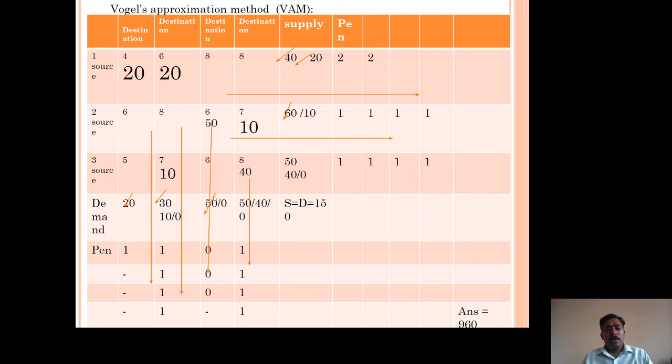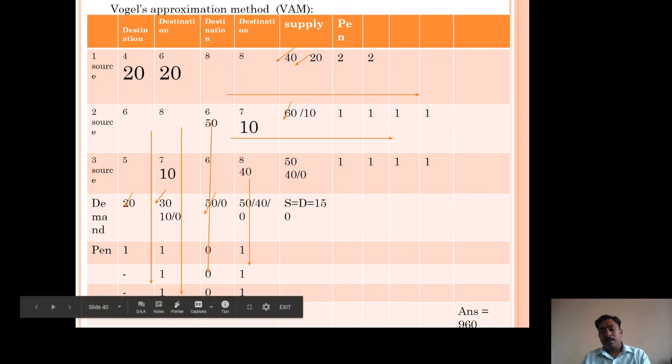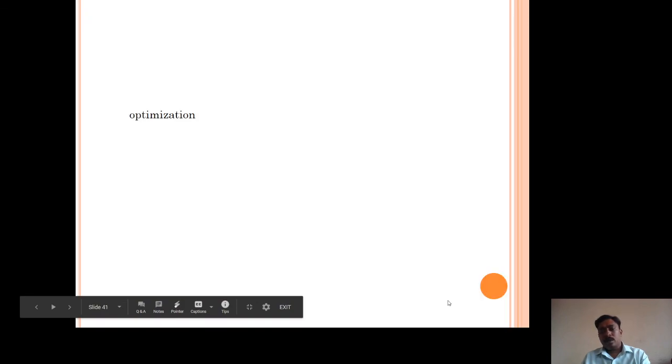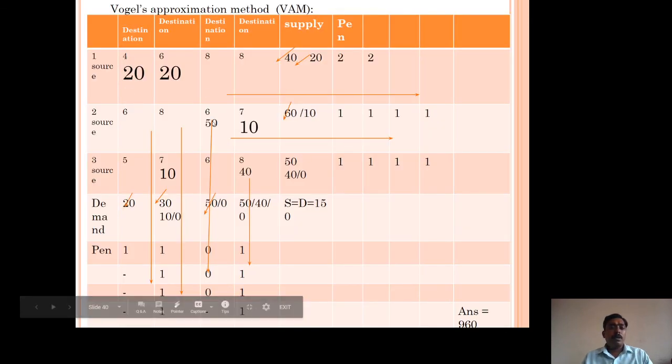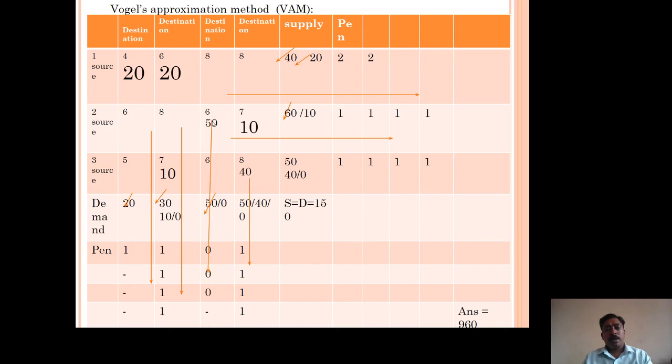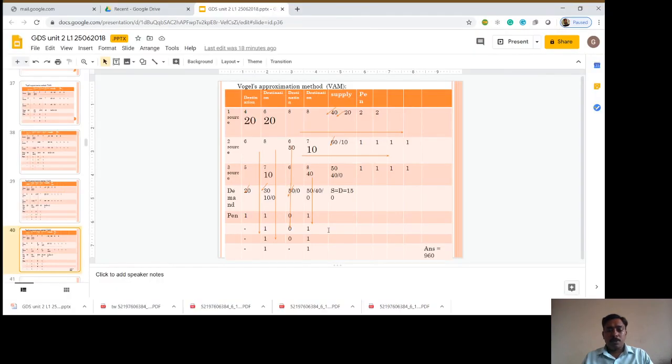Now how do we calculate the cost of transportation? 4 into 20, 6 into 20, 6 into 50, 7 into 10, 7 into 10, and 8 into 40. So the total will be 960. In this way we can calculate the transportation cost by VAM, that is Vogel's approximation method.